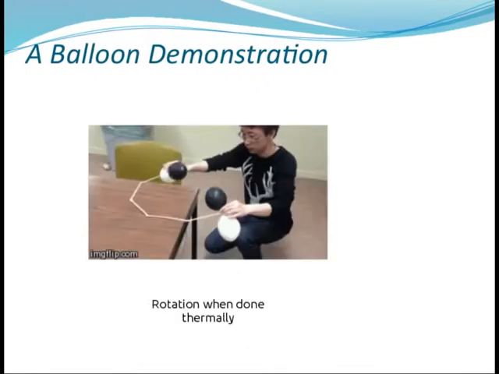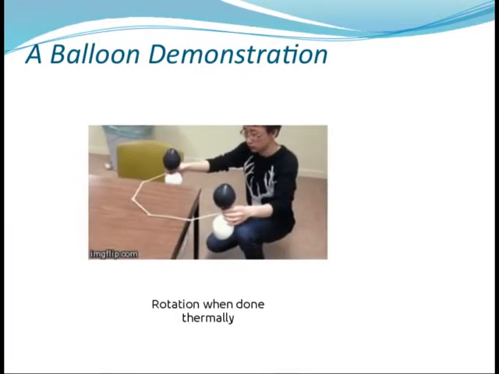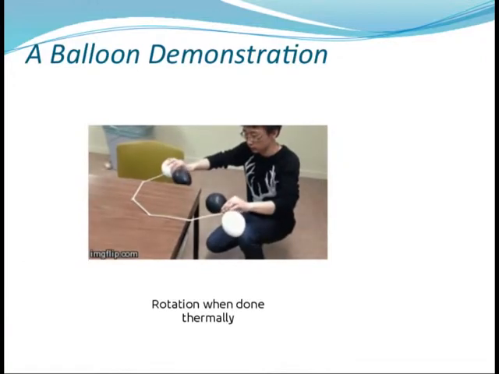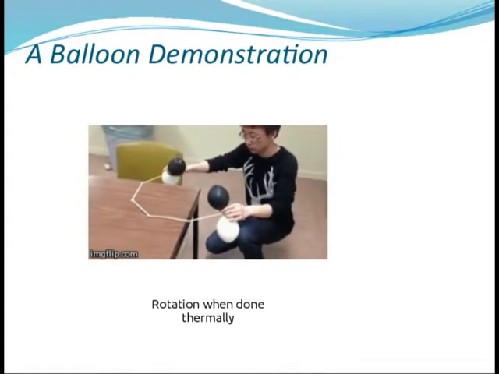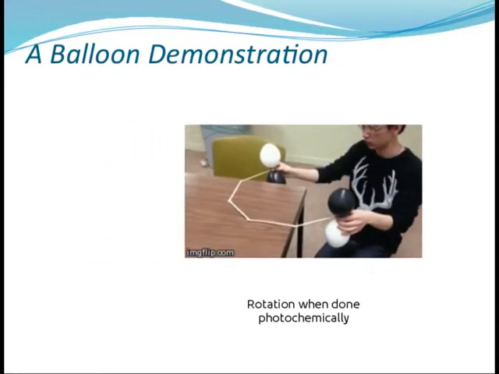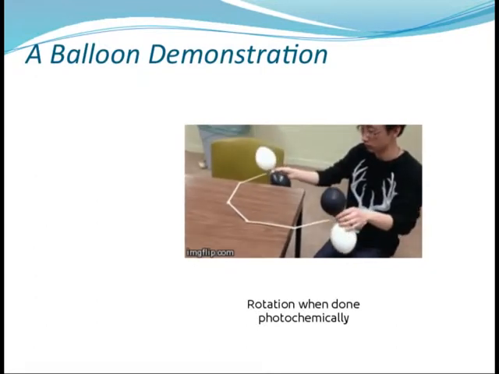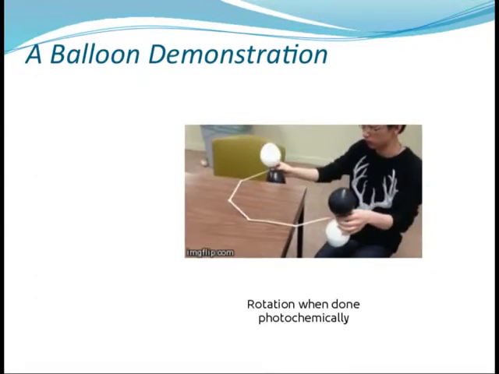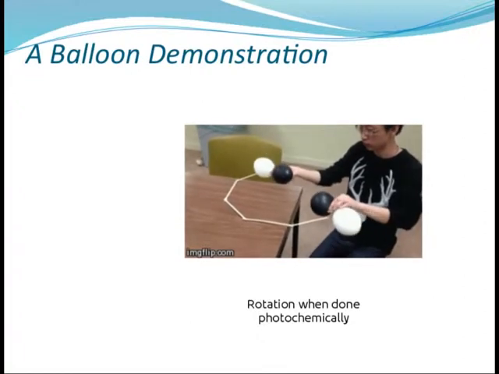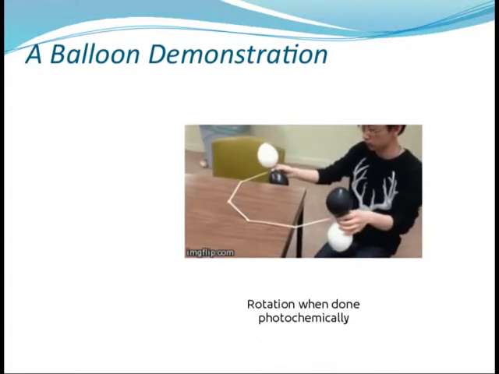Here's a balloon demonstration. As you can see, when done thermally, the two black balloons must rotate in opposite fashions in order to come together. Now you'll see photochemically that in order to get orbital overlap, you have to rotate in the same direction.